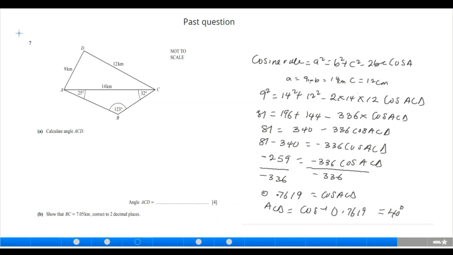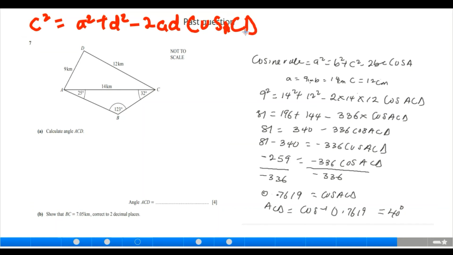So what we are using here is going to be c square equals a square plus d square minus 2ad cos, what are we looking for? Cos C, or we call it cos ACD, since that is the angle that we are looking for. We are looking for this point.